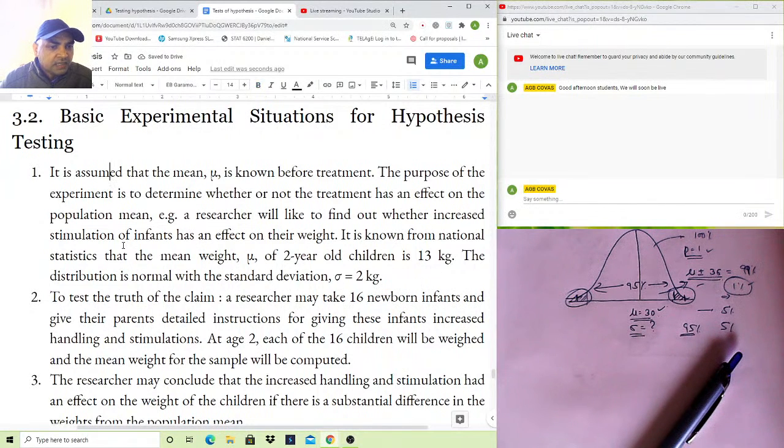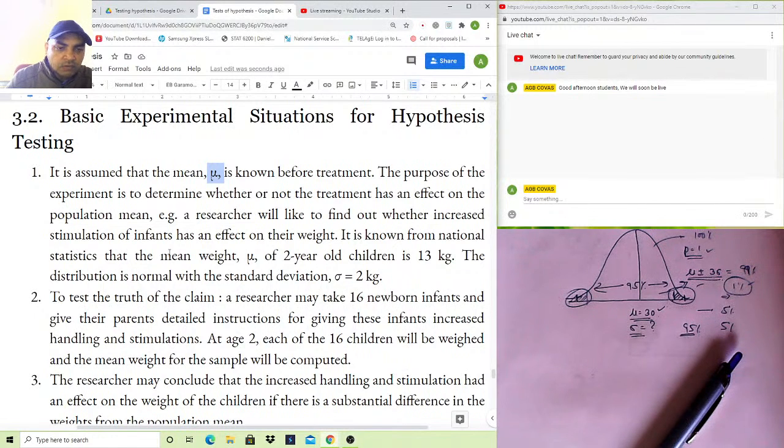Now, the basic experimental situation for hypothesis testing. It is assumed that the population mean mu is known beforehand. The purpose of the experimenter is to determine whether or not a treatment has an effect on the population mean. For example, a researcher would like to find out whether increased stimulation of infants has an effect on their weight.